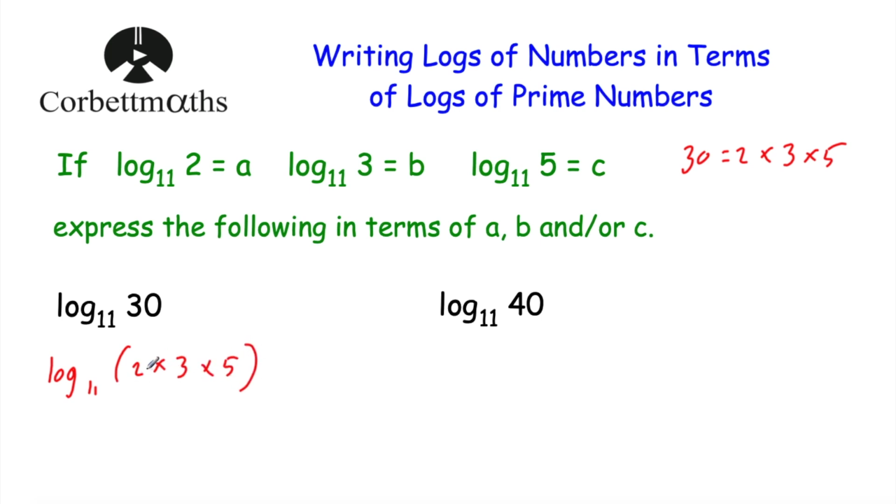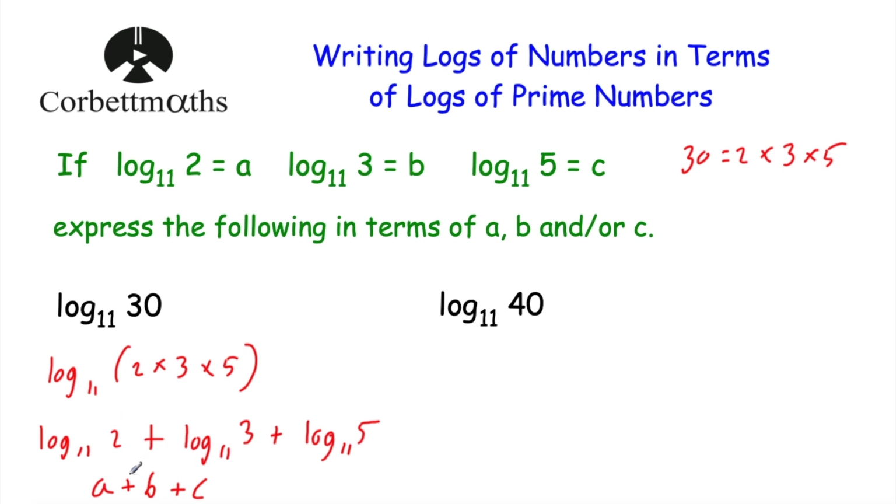Now we can split this up, because remember the log of AB is equal to the log of A plus the log of B, or the log of ABC would be equal to the log of A plus the log of B plus the log of C. So this would be equal to the log to base 11 of 2 plus the log to base 11 of 3 plus the log to base 11 of 5. And now we know what these are, because the log to base 11 of 2, that's a, so we've got a, plus the log to base 11 of 3, that's equal to b, so b, plus the log to base 11 of 5 is equal to c.